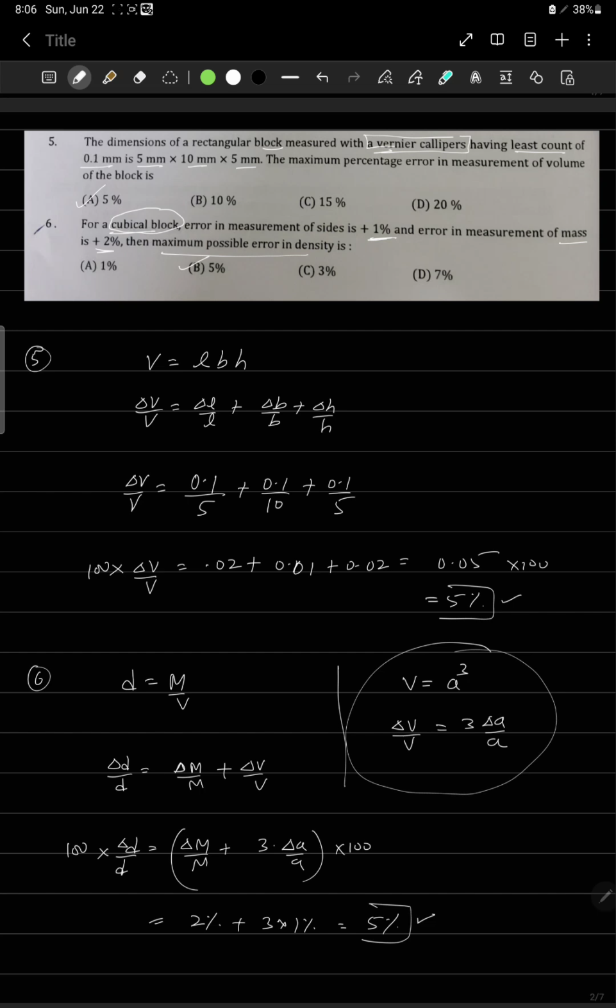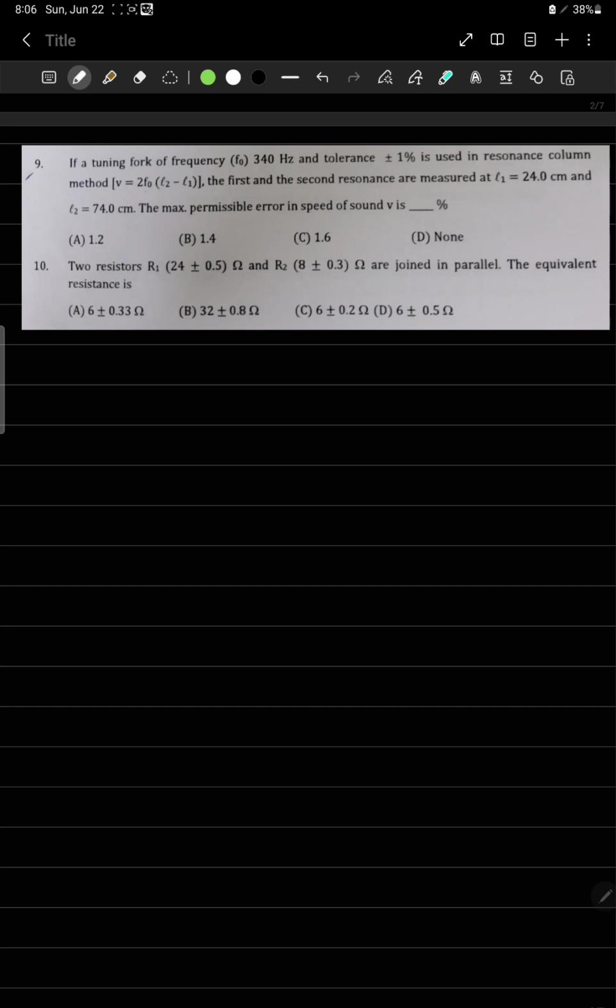So just practice writing volume and the surface area also. Okay, let's move to the next question. Okay, so in this row we have another question number 9, which is related to the resonance experiment, resonance column.